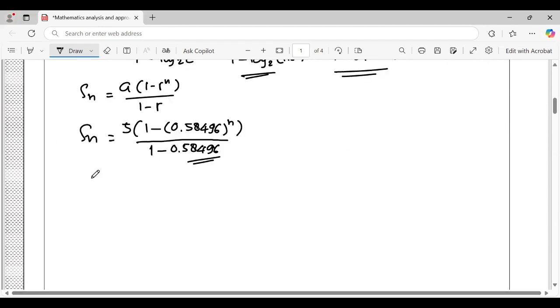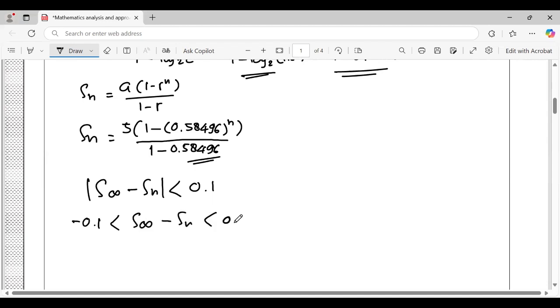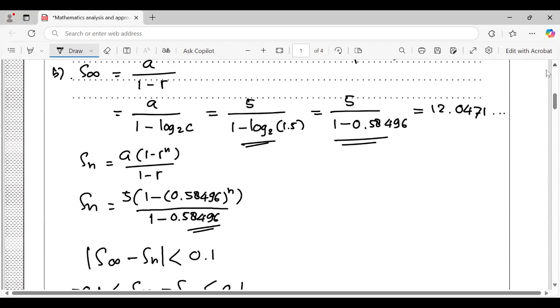According to the question, the modulus of S infinite minus Sn is less than 0.1. Or this is minus 0.1 less than S infinite minus Sn less than 0.1. I will be using this one for S infinite and this one for Sn.